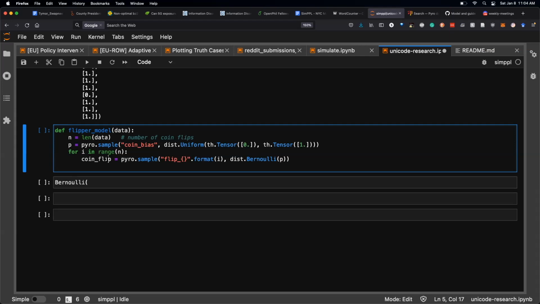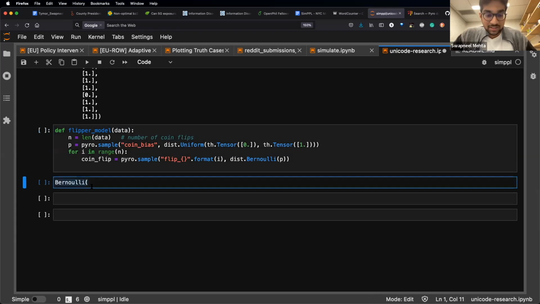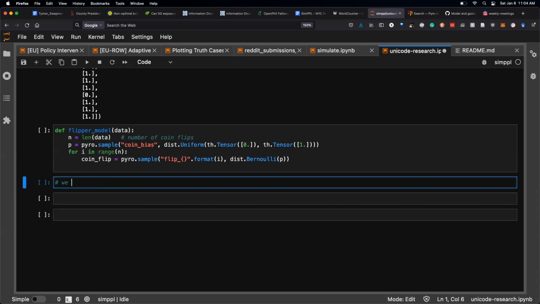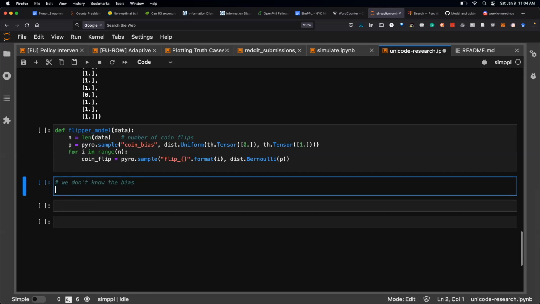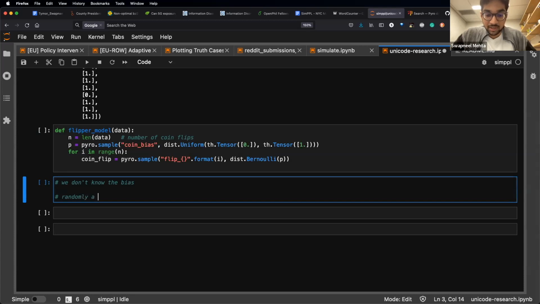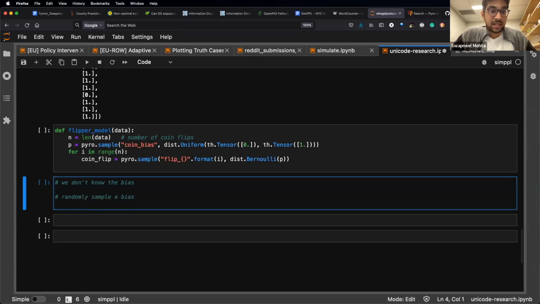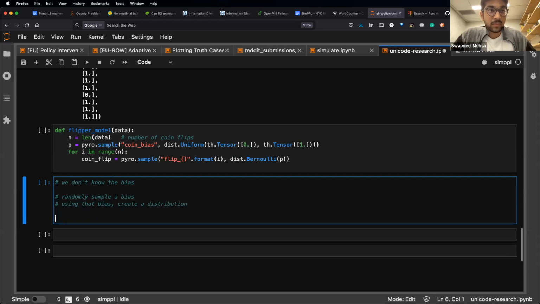Yeah. I don't know if it might be easier to write it down. So we think there is a certain bias. We don't know the bias. So randomly sample a bias, and then using that bias, create a distribution, and then sample coin flips from the distribution. Is this fair?